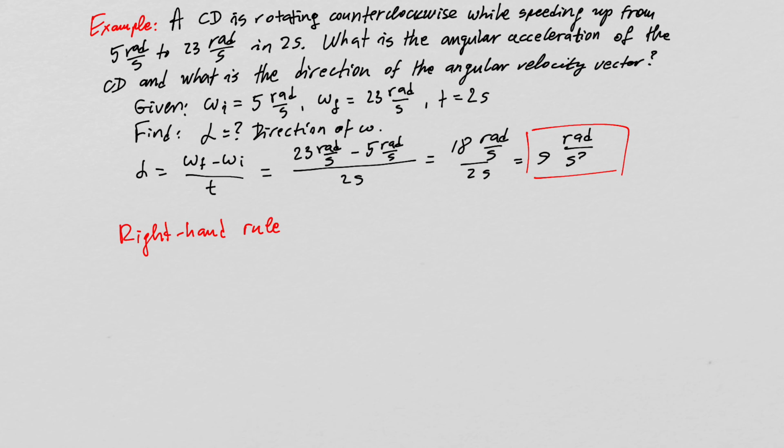So let's make a sketch of this CD. This CD is simply a disk that rotates counterclockwise, and the axis of rotation will be passing straight through the center of the CD. So wrapping the fingers of my right hand in the direction of rotation leaves my thumb to point up like so, and that is the direction of the angular velocity vector.